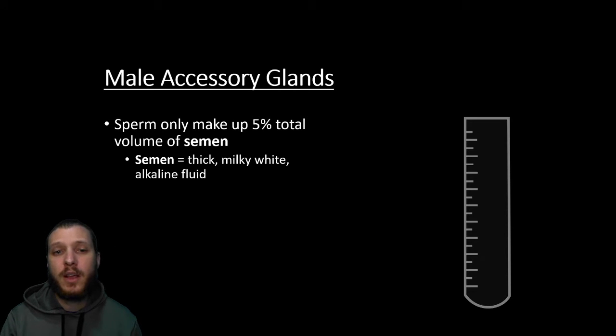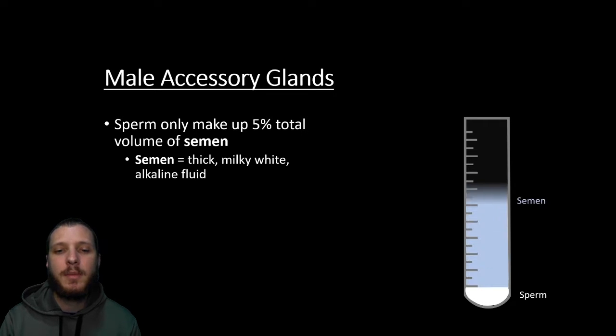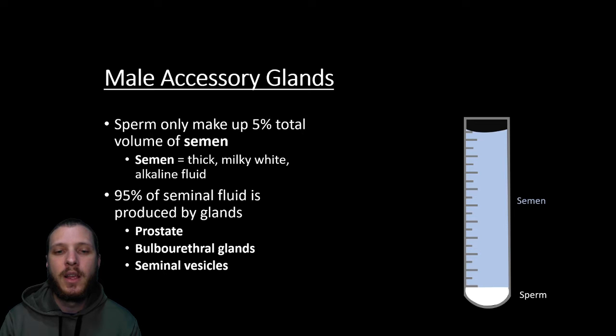When we talk about sperm, it's only going to make up about 5% of the total volume of the semen. So when we say semen, we're talking about the thick, milky white alkaline fluid. Again, alkaline means that it's going to be a basic pH, so above 7 on the pH scale. So again, 5% is going to be sperm, and that means the remaining 95% is going to be everything else that makes up the semen.